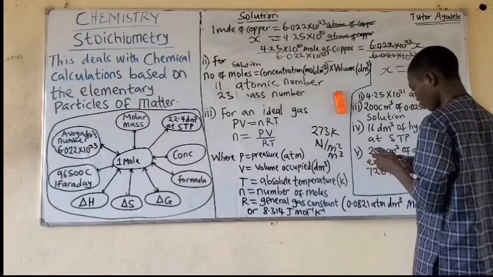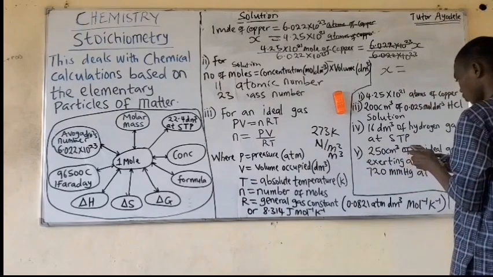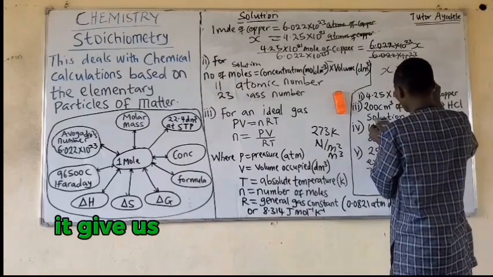4.25 times 10 raised to the power of 21 divided by 6.022 times 10 raised to the power of 23 gives us our answer.